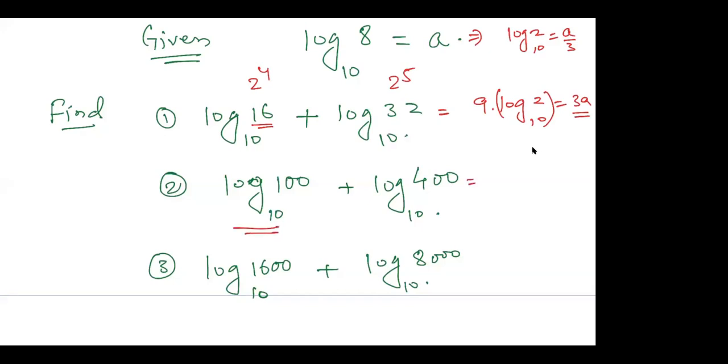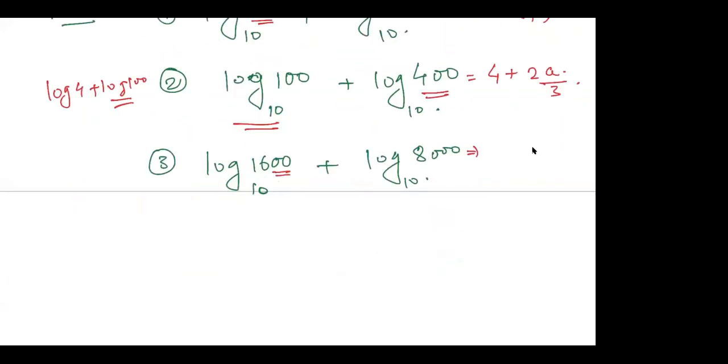From this, log 100 is 2, and we can write log 4 plus log 100. It's 4 plus log 4, which is 2a. Right? So we can write this as twice of log 2. Log 2 is a by 3. Right? This one, log 100, log 1000.